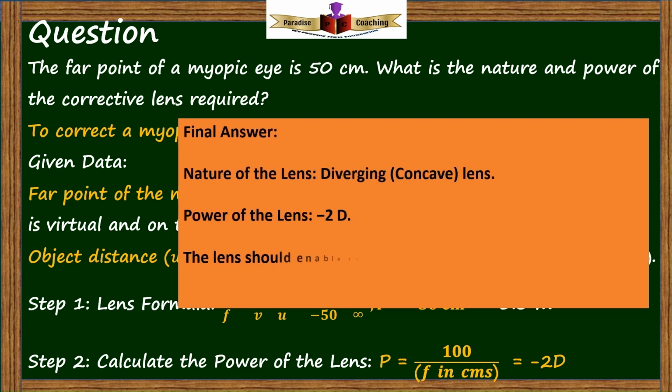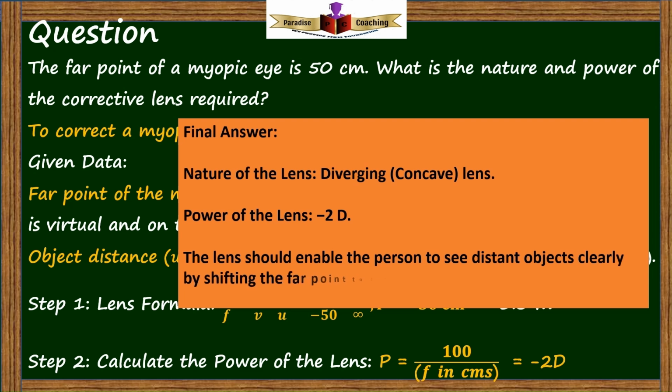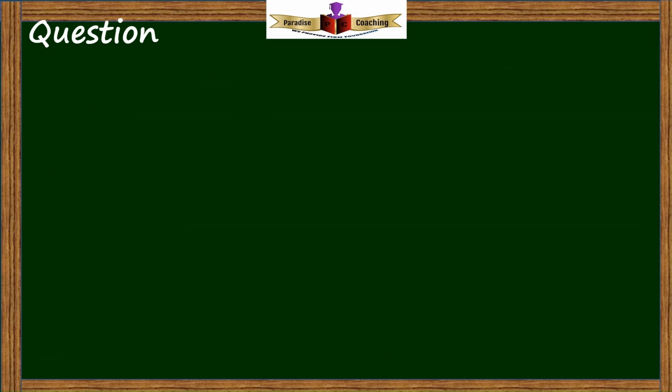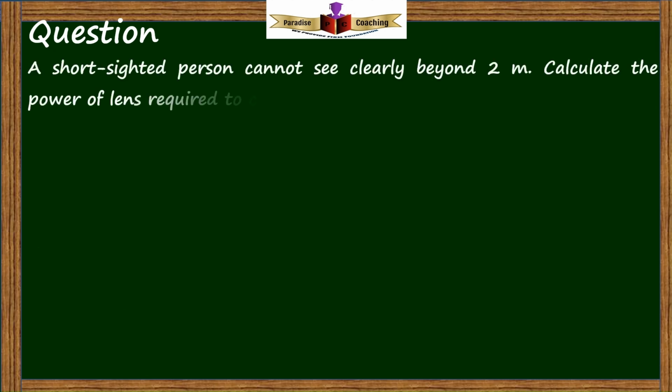Here is the result. Nature of the lens: diverging concave lens. Power of the lens: minus 2 diopter. The lens should enable the person to see distant objects clearly by shifting the far point to infinity. Let's explore one more question. A short-sighted person cannot see clearly beyond 2 meters. Calculate the power of lens required to correct his vision.